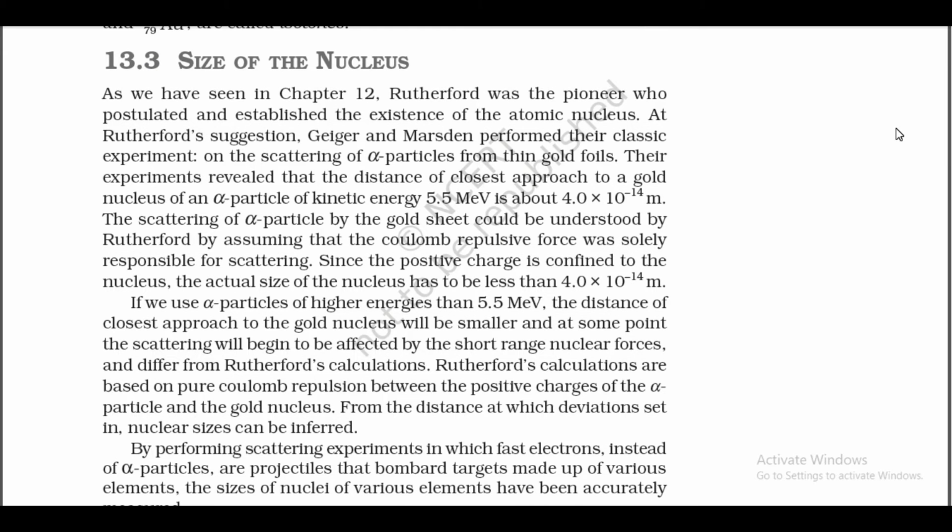13.3 Size of the nucleus. As we have seen in Chapter 12, Rutherford was the pioneer who postulated and established the existence of the atomic nucleus. At Rutherford's suggestion, Geiger and Marsden performed their classic experiment on the scattering of alpha particles from thin gold foil. Their experiment revealed that the distance of closest approach to a gold nucleus of an alpha particle of kinetic energy 5.5 MeV is about 4.0 × 10^-14 m.